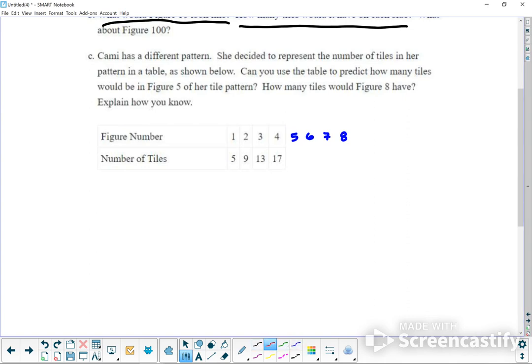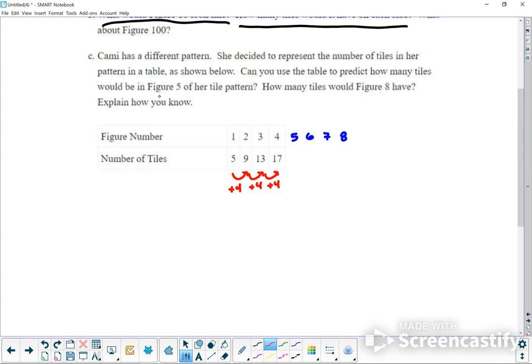All right, so let's look at what's happening. So 5 to 9. I'm just going to go ahead and say the most obvious. It looks like I'm going to add 4. All right, so from 9 to 13, did I add 4? Okay, I did. And from 13 to 17, did I add 4? Okay. So that means that we have established a pattern of plus 4.